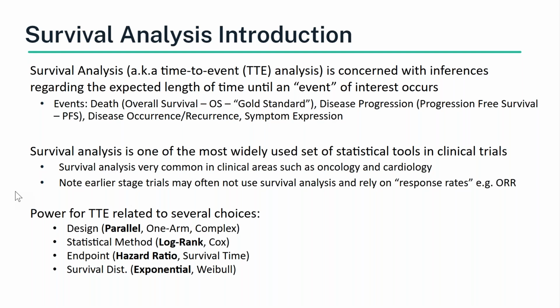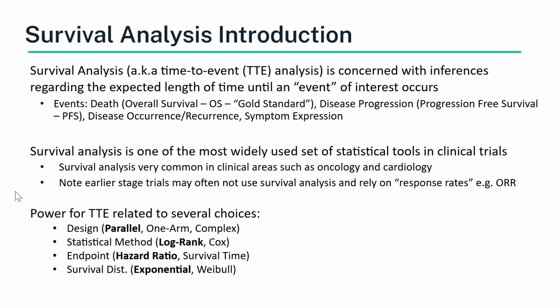So if we're interested in survivability, death would be our event, and our endpoint would be overall survival, or OS. This is considered the gold standard when it comes to survival analysis. You'll see this reported a lot. But we can also use other events, such as disease progression. In that case, we'll use progression-free survival, or PFS. These are two of the primary endpoints you would see in survival analysis trials.